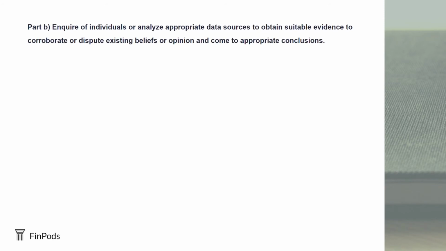Part B. Inquire of individuals or analyze appropriate data sources to obtain suitable evidence to corroborate or dispute existing beliefs or opinion and come to appropriate conclusions. Inquire is a synonym of asking or looking into something. In your exam, you will need to inquire about people with the company or evidence on data presented to you in a report in order to come to a conclusion and an opinion.